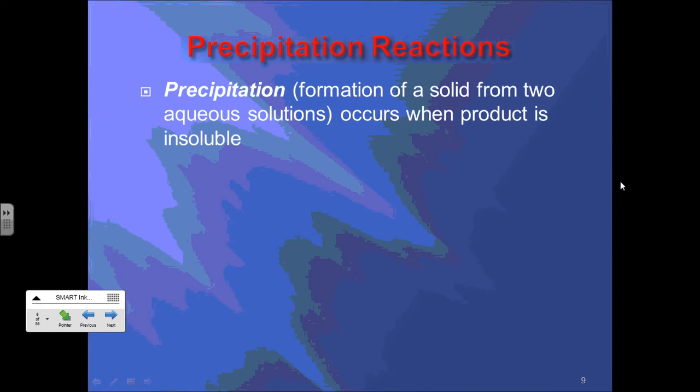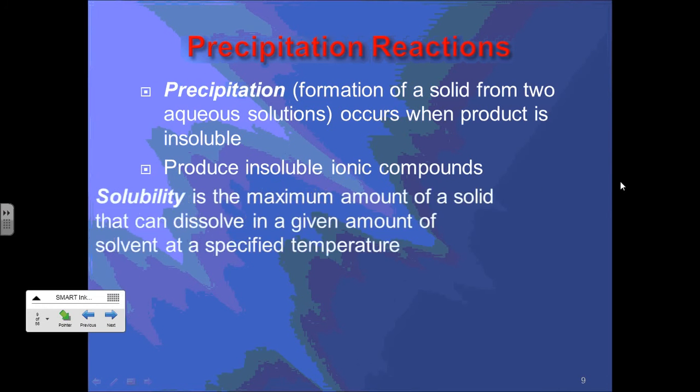Now, precipitation reactions. Now, the word precipitation represents the formation of a solid from two aqueous solutions. This occurs when a product is insoluble. They generally produce insoluble ionic compounds.